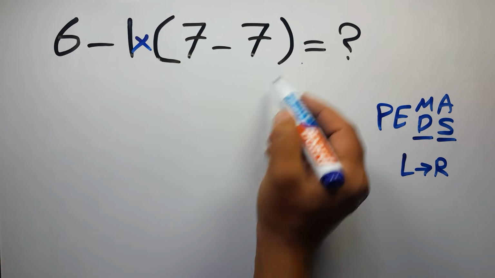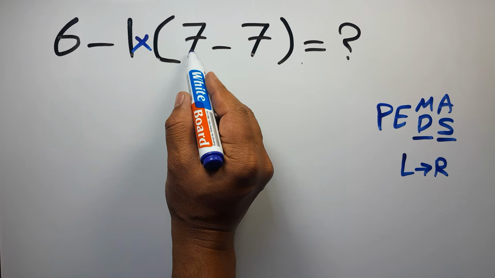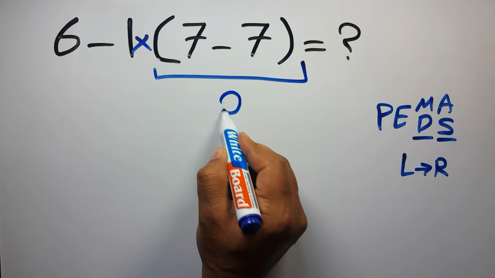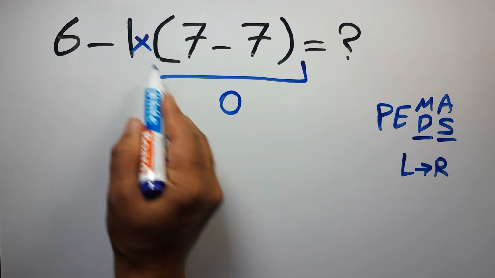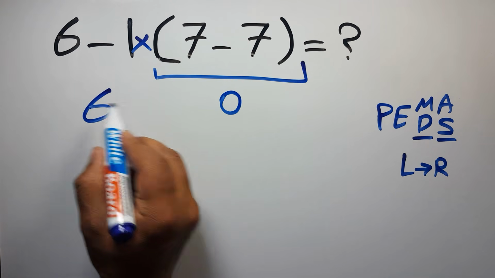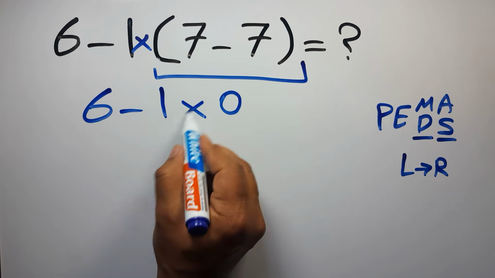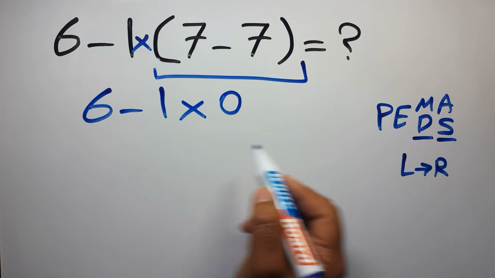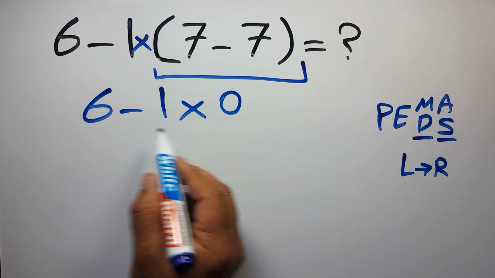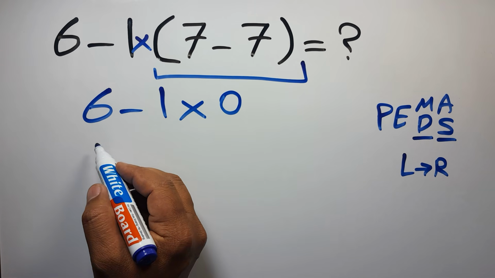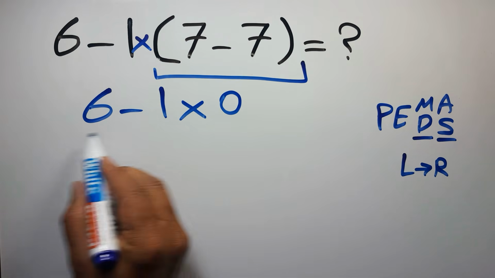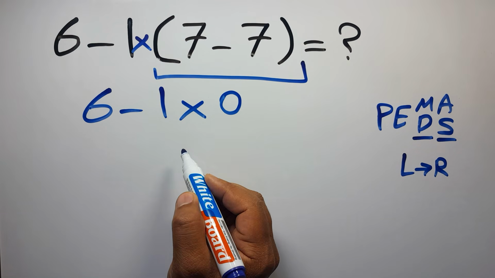So first this parenthesis. Inside this parenthesis we have 7 minus 7, which equals 0. So 6 minus 1 then times 0. Now we have one subtraction and one multiplication. According to PEMDAS, multiplication has higher priority than subtraction because multiplication comes before subtraction. So here first we have to do this multiplication.